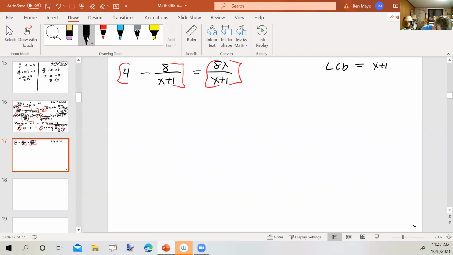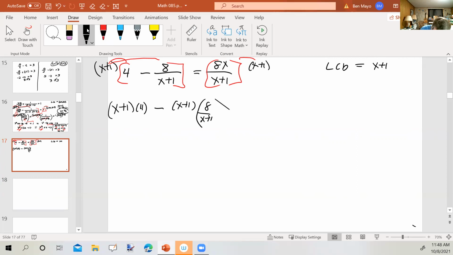we're going to multiply both sides by x plus 1. So we're going to take x plus 1 times 4, and then x plus 1 times minus 8 over x plus 1, and then x plus 1 times 8x over x plus 1. Okay, so x plus 1 times 4 minus x plus 1 times 8 over x plus 1 equals x plus 1 times 8x over x plus 1.